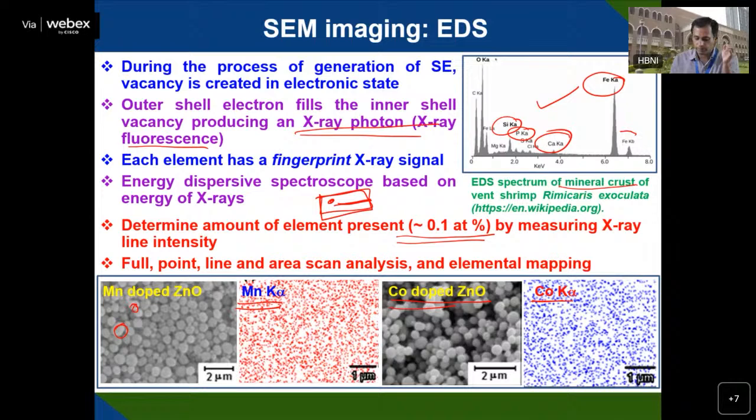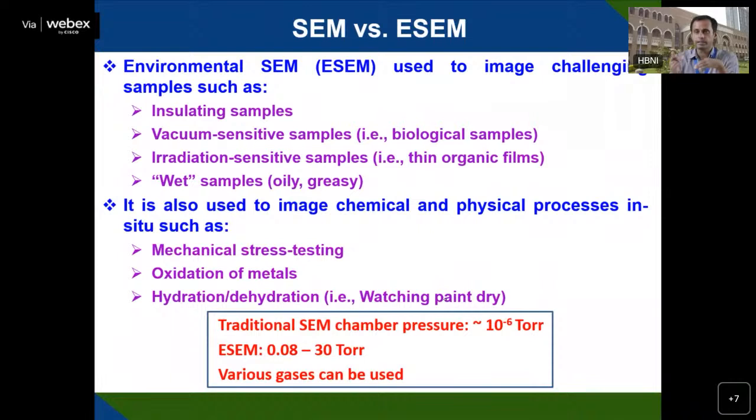If it is not uniformly distributed, then instead of a continuous dot pattern you will get aggregates somewhere and absence elsewhere. So you have a clustering effect in a sample that is not uniformly distributed. When you are doping the material, you are able to tell in SEM whether the dopant is uniformly distributed or is a random aggregate.